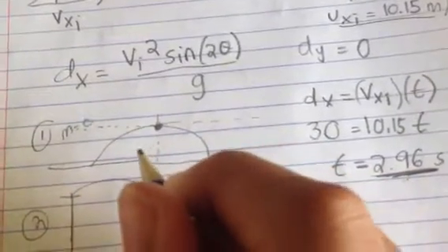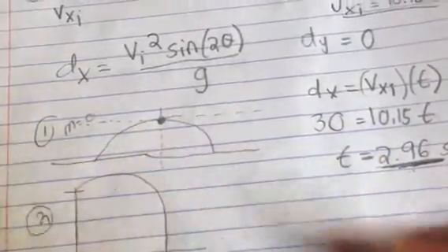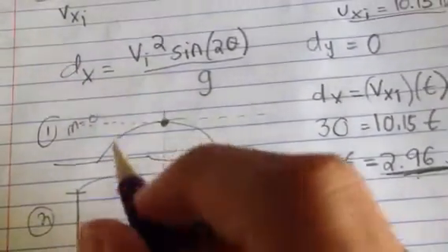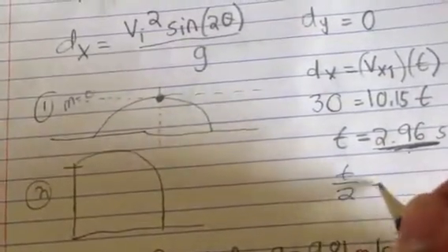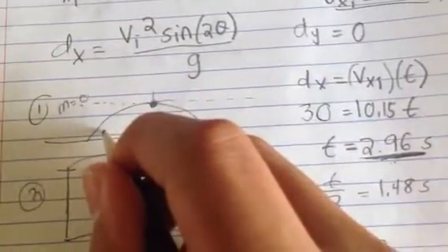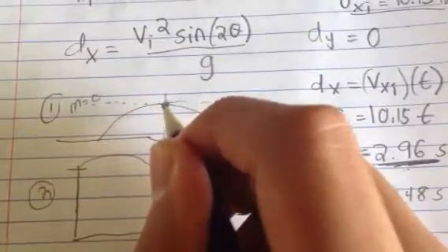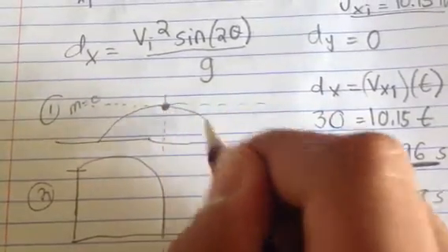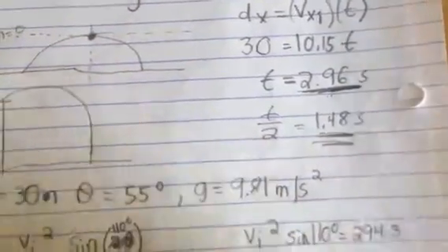But now, how long does it take to reach the maximum point after being kicked? Well, that is half that time. This is what I mean by time being symmetrical. And half of that is t over 2. That happens to be 1.48 seconds. So it takes 1.48 seconds to get to the maximum point, and then it takes 1.48 seconds to get back to the ground. That's what I mean by time symmetrical. So instead of using 2.96, we're going to be using this number instead.